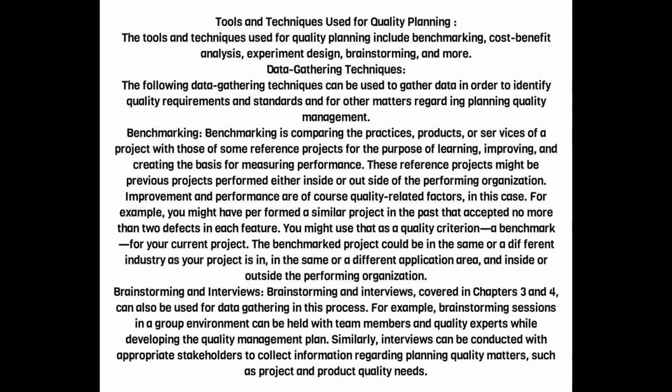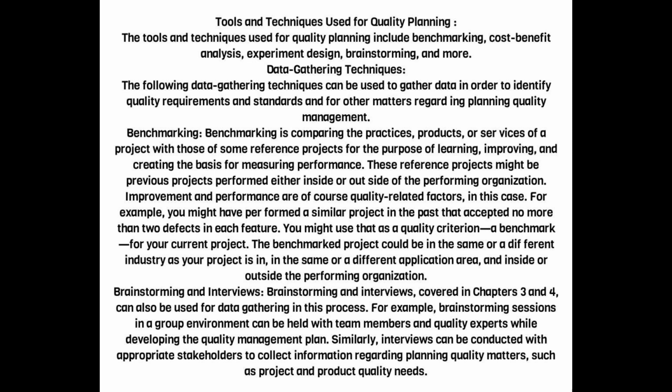Benchmarking. Benchmarking is comparing the practices, products, or services of a project with those of some reference projects for the purpose of learning, improving, and creating the basis for measuring performance. These reference projects might be previous projects performed either inside or outside of the performing organization. Improvement and performance are of course quality-related factors in this case.